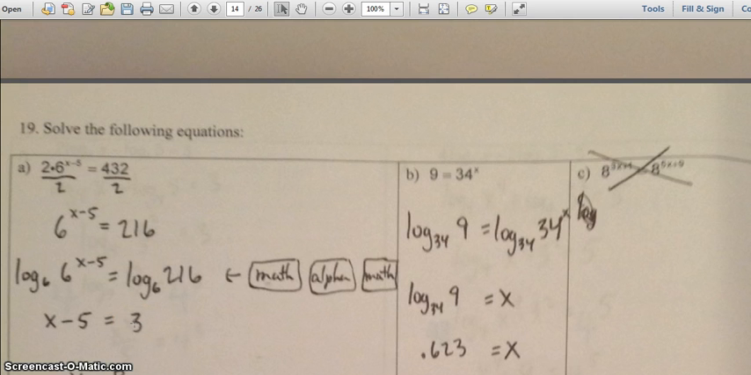The first thing you want to do is divide by 2 to get rid of the number in front of the base of 6 raised to the x minus 5. When I divide both sides by 2, I get this. To get rid of the base of 6, I do log of that base to both sides.